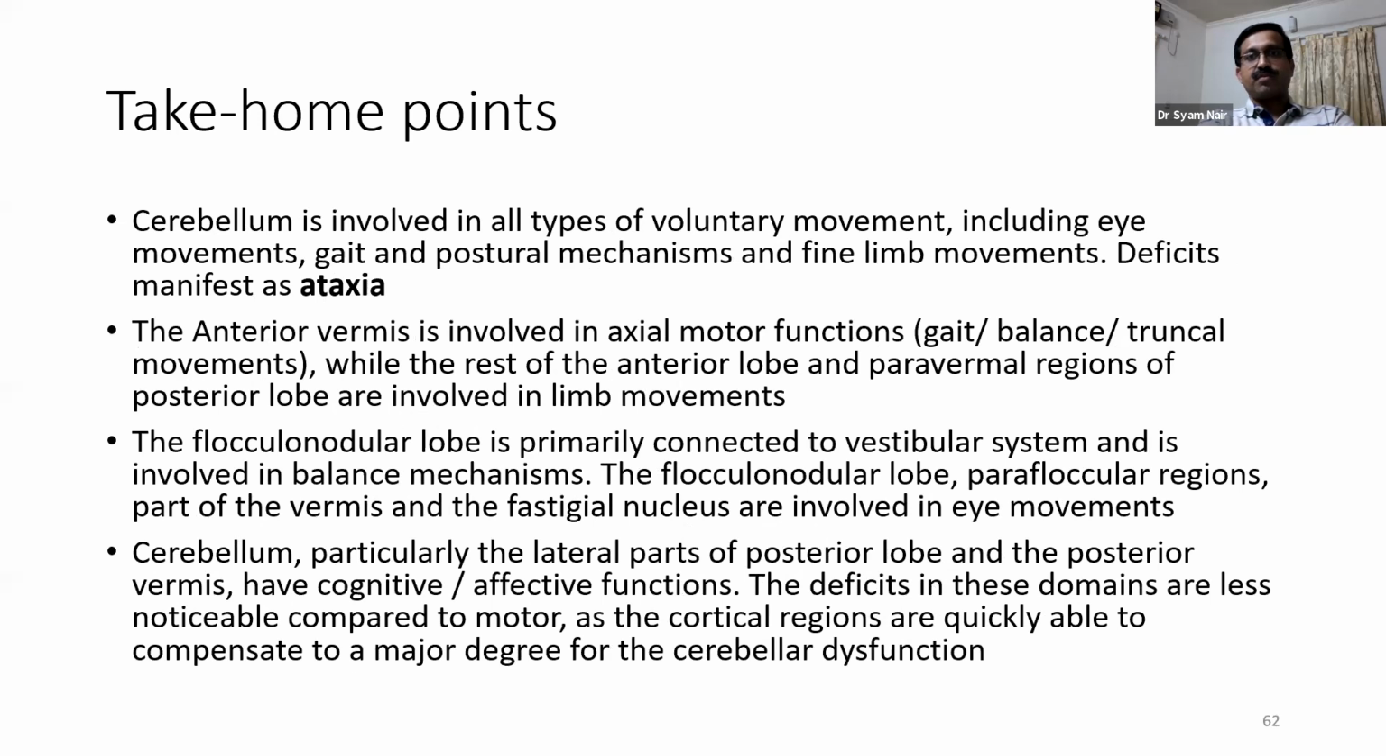The cerebellum is involved in all types of voluntary movement, including eye movements, gait and postural mechanisms, and fine limb movements. So deficits of cerebellar function manifest as ataxia. The anterior vermis is involved in axial motor functions, that is gait, balance, and truncal movements, while the rest of the anterior lobe and paravermal regions of the posterior lobe are involved in limb movements. The flocculonodular lobe is primarily connected to the vestibular system and is involved in balance mechanisms. The flocculonodular lobe, parafloccular regions, part of the vermis, and the vestibular nuclei are involved in eye movements.